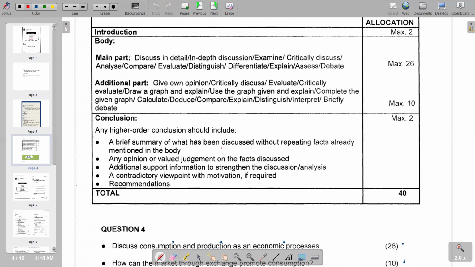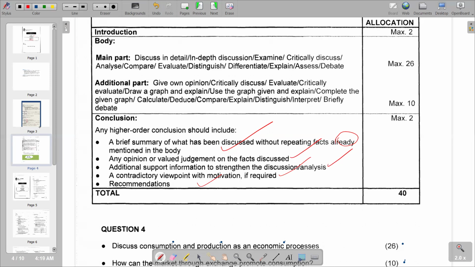And then we also have any opinion or value judgment on the facts discussed, or it can be additional supporting information to strengthen the discussion or analysis. Contradictory points with motivation if required, and it can be a recommendation. So you're going to see that within the context of this video, our conclusion is going to be centered on the brief summary of what has been discussed.